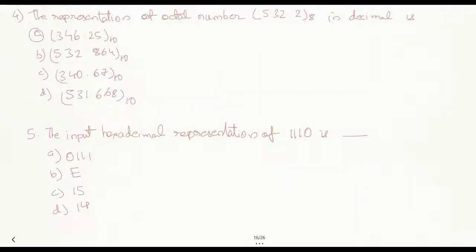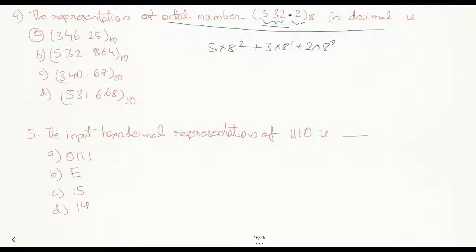Okay. So the next question is the representation of an octal number in decimal. Now the interesting part is that it has a point in it. So we have to solve this part and finally evaluate its decimal equivalent. Again, it is not that tough. So let us start with the integer part: 2 into 8 to the power 0, plus 3 into 8 to the power 1, plus 5 into 8 to the power 2.